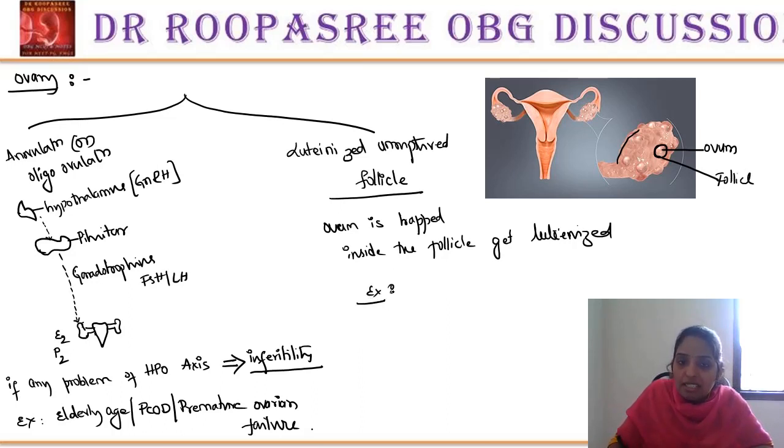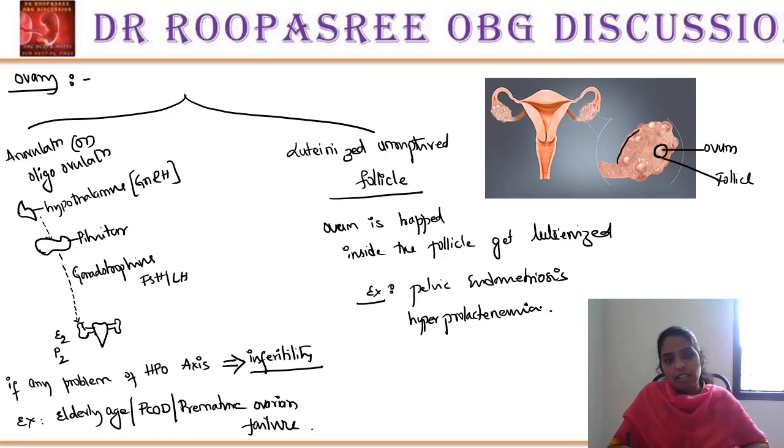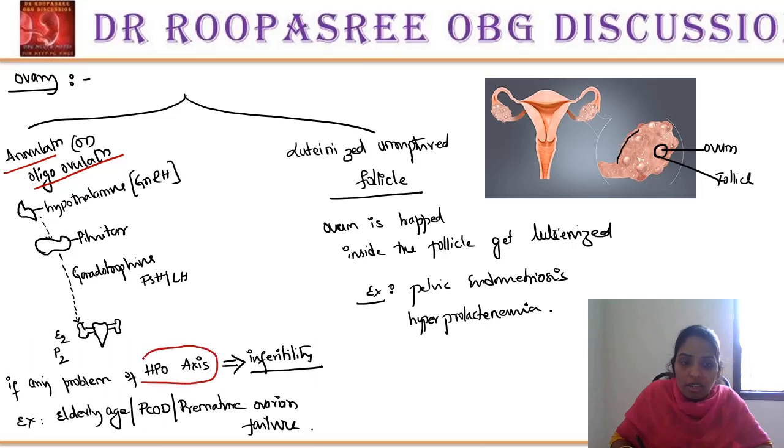It is seen in conditions like pelvic endometriosis, and some other conditions like hyperprolactinemia because of the hormonal disturbance. So mostly the ovarian causes are, one, oligo-ovulation or anovulation, because of disturbance in the HPO axis. These are the examples. And luteinized unruptured follicle, with pelvic endometriosis and hyperprolactinemia. These are the ovarian causes, which constitute about 30%.